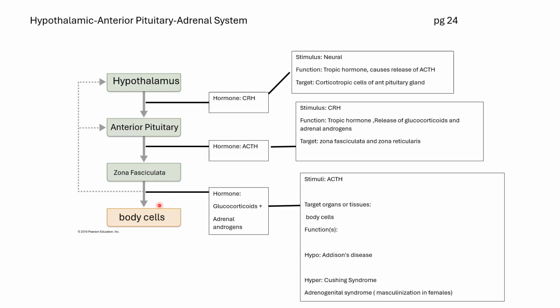This is page 24. Now we are talking about zona fasciculata. Zona fasciculata is under the influence of the hypothalamus and anterior pituitary. The hypothalamus secretes CRH, the anterior pituitary secretes ACTH, and this ACTH acts on zona fasciculata, and it secretes the hormones glucocorticoids and adrenal androgens. The primary glucocorticoid is known as cortisol, and they have effects on many cells of the body. I have filled up this chart for you. You can pause the video and go over it. Now let me move ahead.